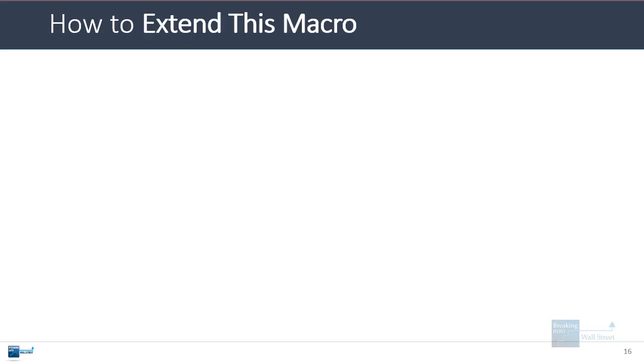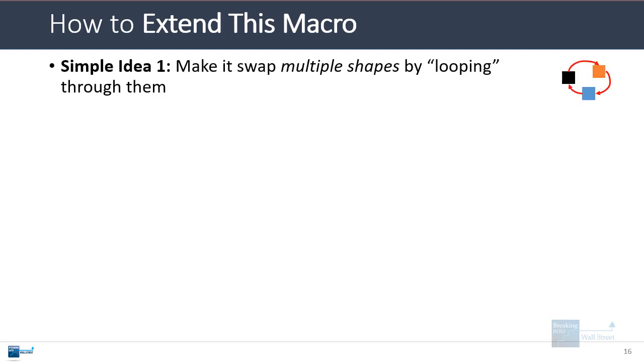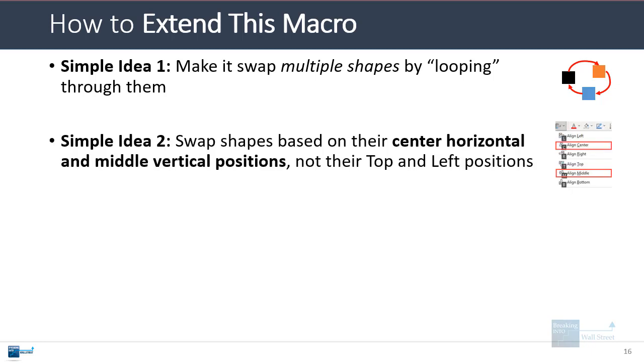Now let's talk about how to extend this macro and make it a little bit better and more robust. One idea is that we could make this swap multiple shapes by looping through them. So maybe if the user selected 5 or 10 shapes, we can go through all of them and keep shifting the position of shape 1 to shape 2 and shape 2 to shape 3 and so on. We can also swap shapes based on their center positions, so their center horizontal and middle vertical positions, not their top and left positions. There are advantages and disadvantages to doing that, but we could do that as well if we just change the math here a little bit.